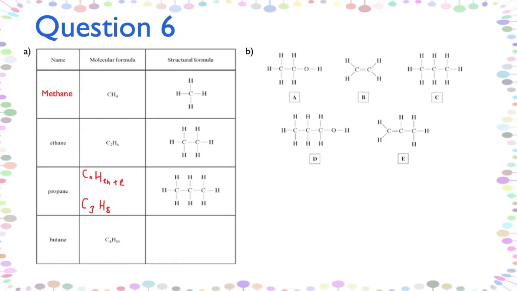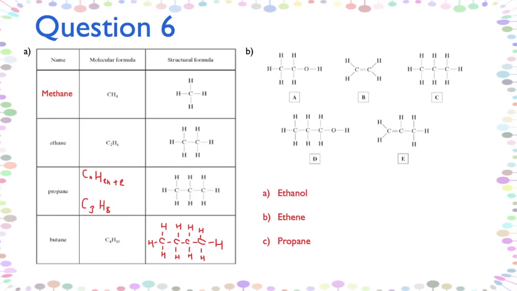And finally for butane, as you can see there are 4 carbons and 10 hydrogens, therefore you should get a structure like this. For question B, we need to name the following structures. So for structure A, you can see there are 2 carbons, therefore it has to be ethan- of some sort, and you can see that the functional group is an alcohol, therefore it's ethanol.